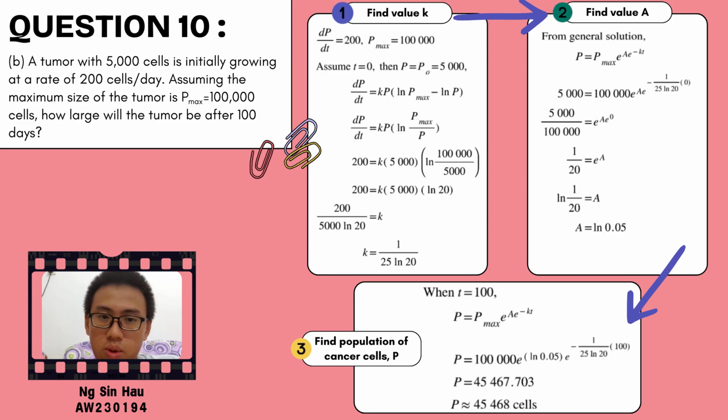Step 2, from the general solution, we have the value of K. So we just substitute into this general solution. So we get constant A equals ln 0.05. And finally, we can find the population of cancer cells P when t equals 100. So we get P approximately 45,468 cells.